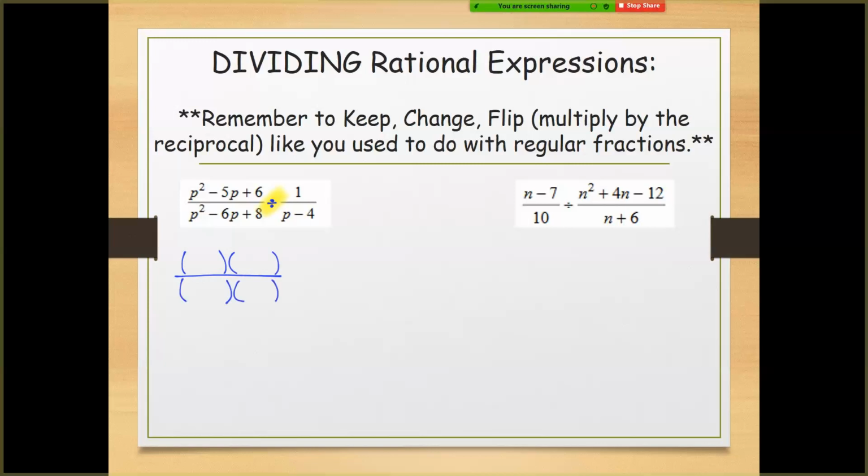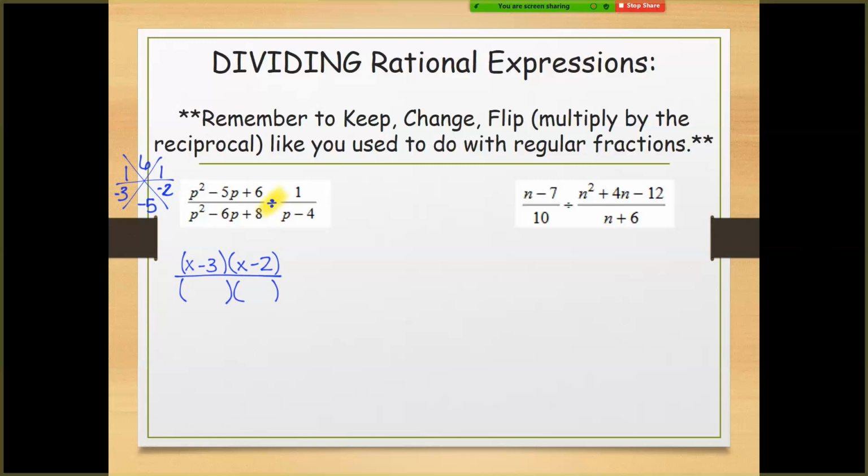So looking at the top, if I would fill out my asterisk, 1, 1, -5, and 6. So 2 numbers that multiply to give me 6, but add to give me -5: -3 and -2. So I have x minus 3 times x minus 2. Again, that's the factored form of the numerator that we were given.